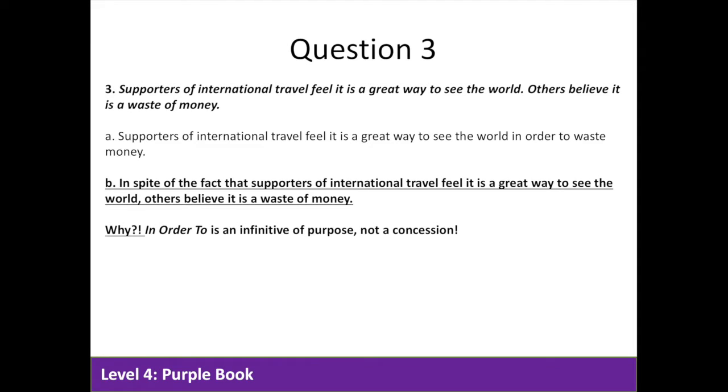Question 3. Supporters of international travel feel it's a great way to see the world. Others believe it is a waste of money. Looking at the answer choices, in A, they use the phrase in order to. This is an infinitive of purpose, not a concession. In B, we start with the concession, followed by a comma, and then we have the independent clause. B is your answer.